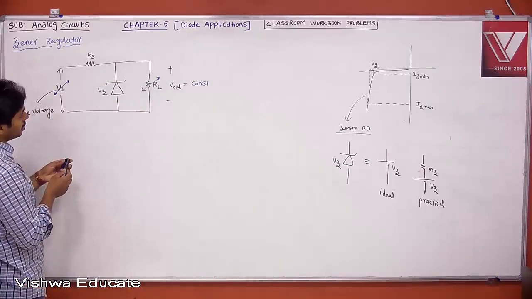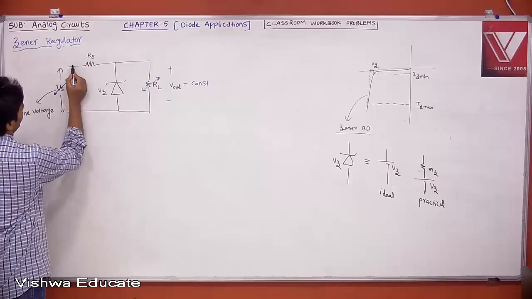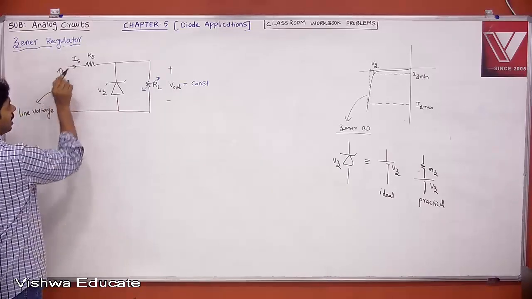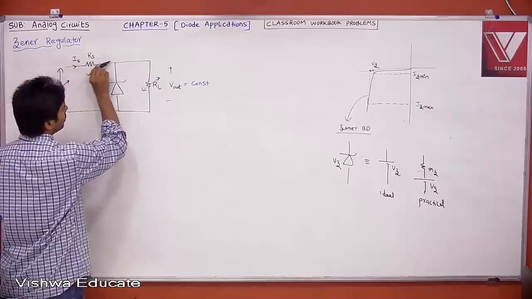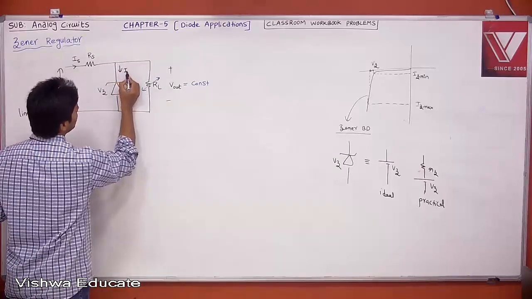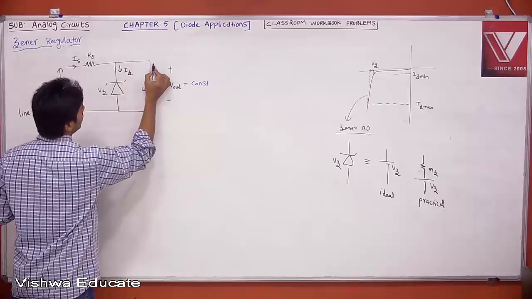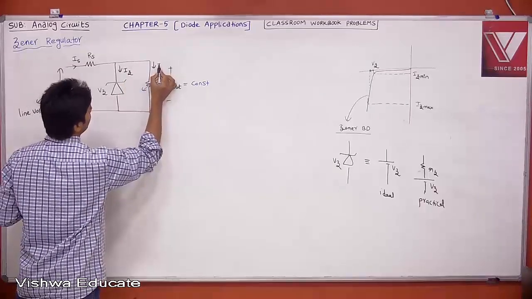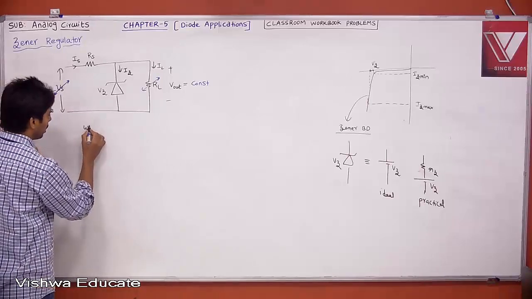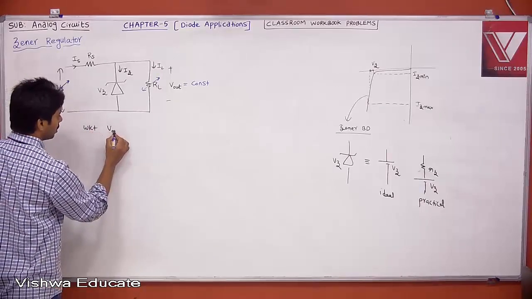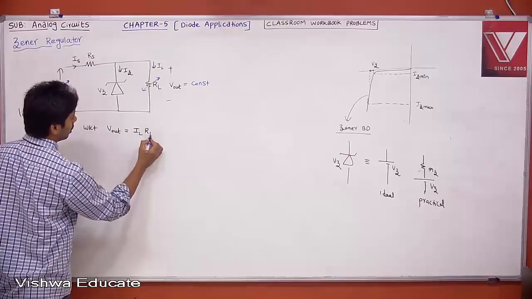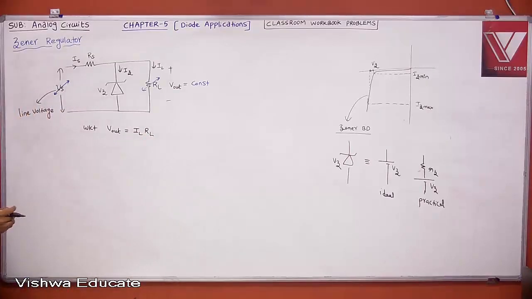We need to have some equations, KCL. First of all, this is your source current IS, which you get from your line voltage. Then this current is equal to this current plus this current. This is your Zener current, let me call it IZ, and this is your load current IL. Okay. Now tell me, what is your Vout? We know that your Vout is equal to IL into RL.